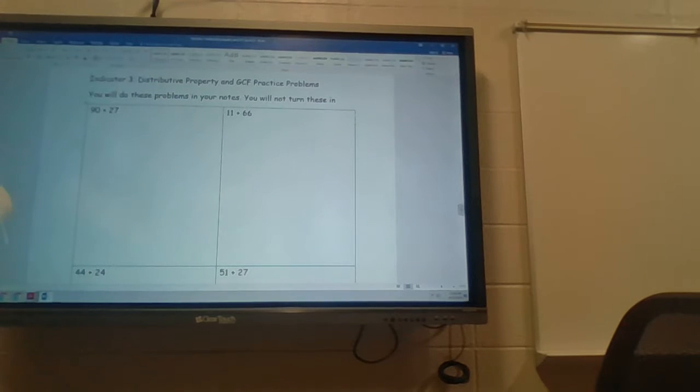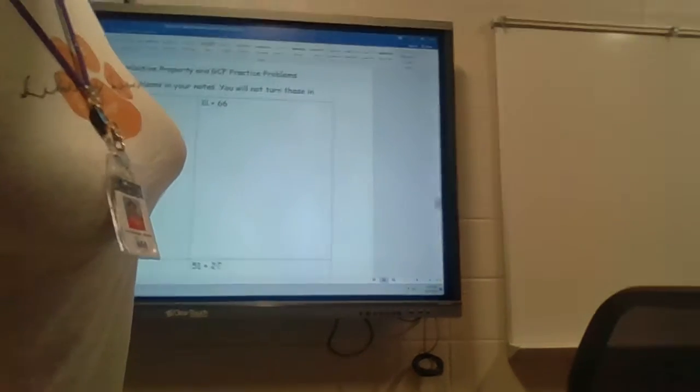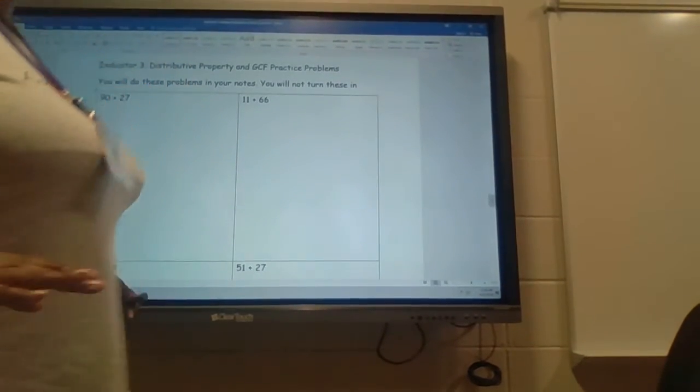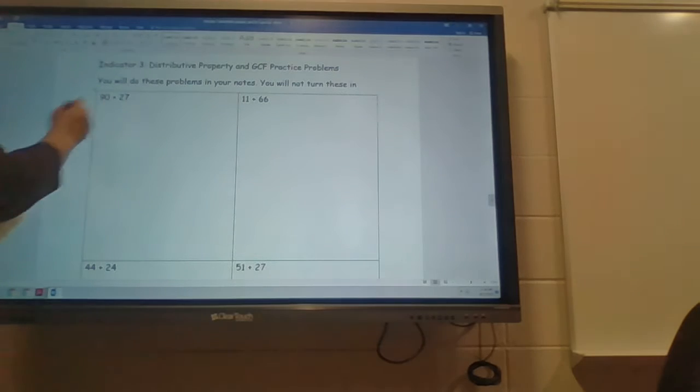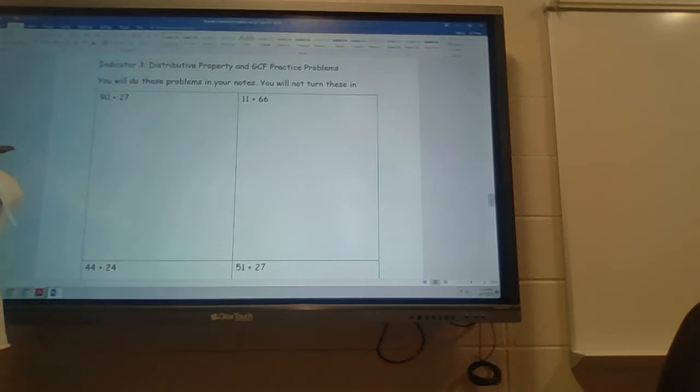Okay, good afternoon. I want to go over the GCF and distributive property. Some of you are misunderstanding what the instructions are. Like for this one, 90 plus 27, I did not want you to just add these. I wanted you to look at the video.